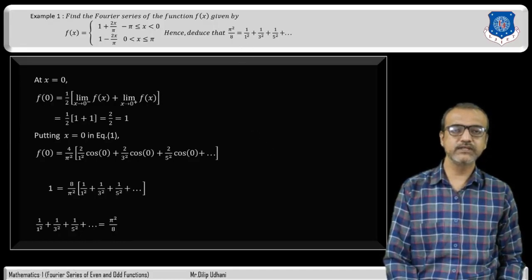So in this lecture we have discussed the basic concepts of even and odd functions and how to find the Fourier series of even and odd functions, and we have taken one example which was an even function, and we have gone through the Fourier series of an even function.